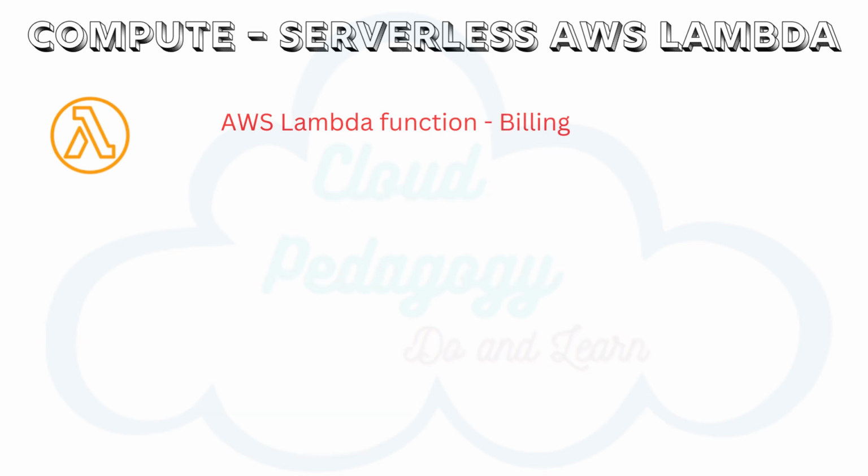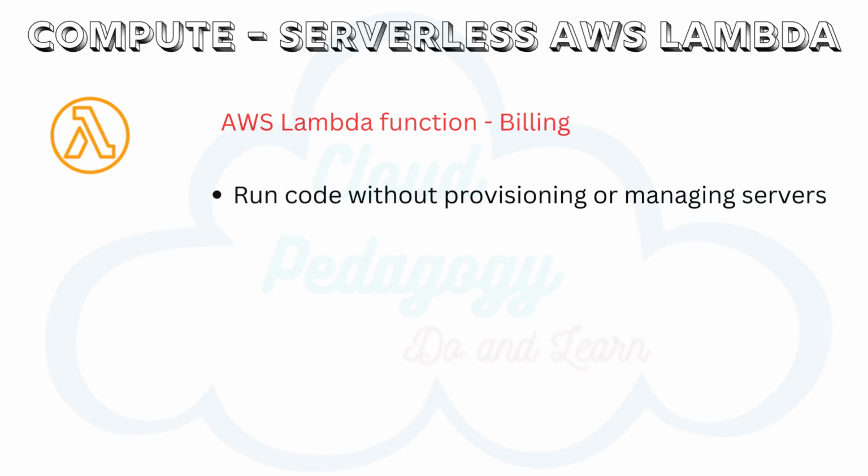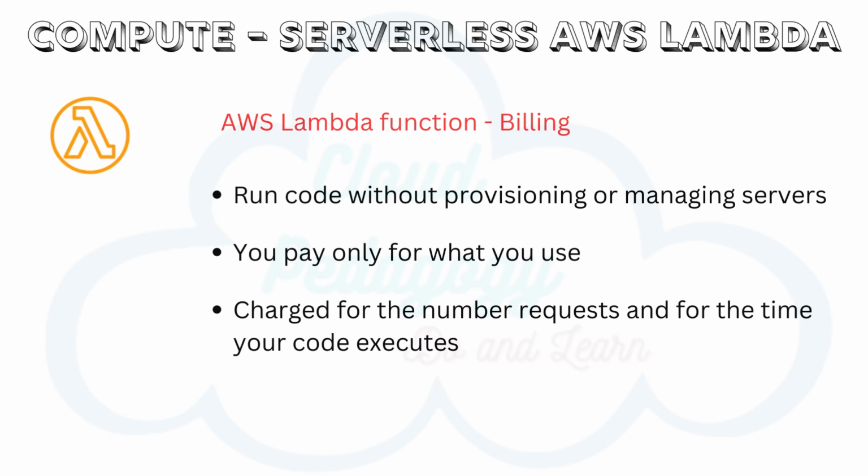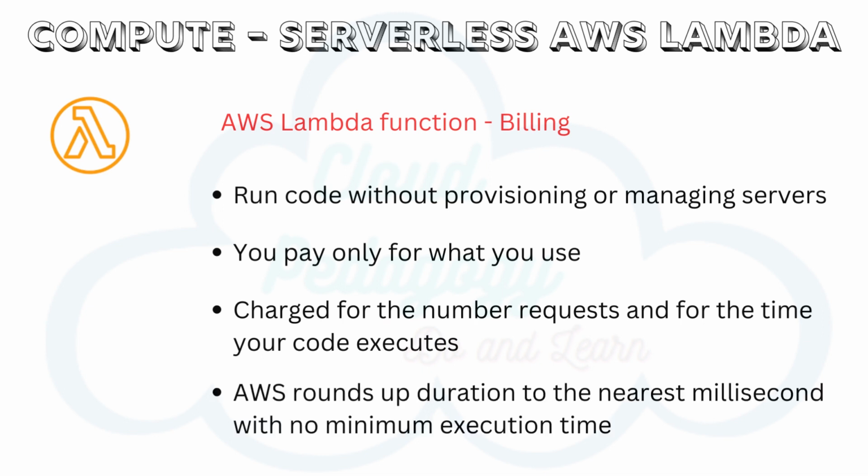When you look at the billing granularity, AWS Lambda lets you run code without provisioning or managing servers. And you pay only for what you use. You are charged for the number of times your code is triggered, in the form of requests, and for the time your code executes, rounded up to the nearest 1 millisecond duration. AWS rounds up duration to the nearest millisecond with no minimum execution time.